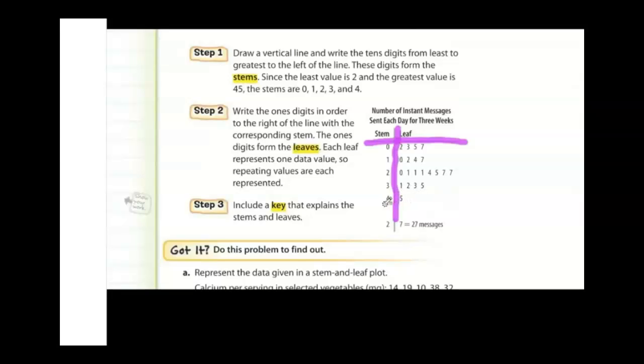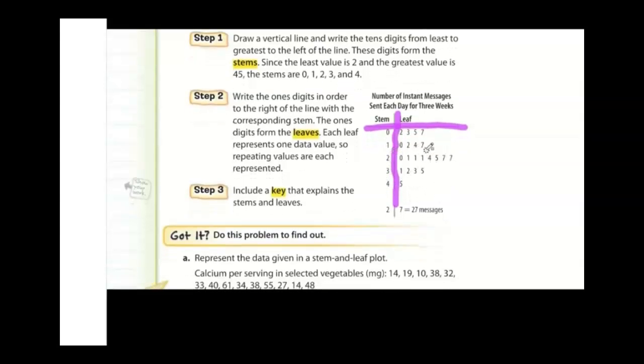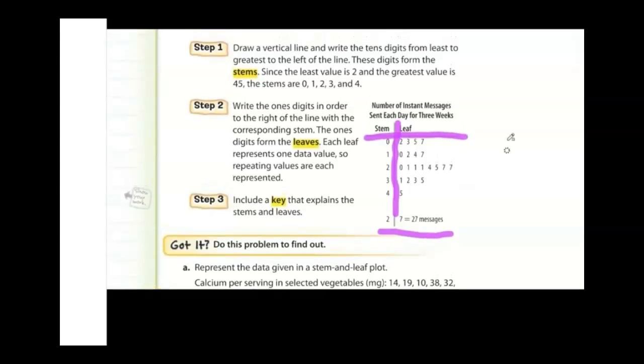But there's only one day where people were flipping out, and so we had to text 45 times. So 4 tens plus 5 is 45. Now, if you're not quite sure what these numbers mean, this is something called a key down here. So it's showing you that 2 and 7 means 27. So that helps you remember what was happening there.